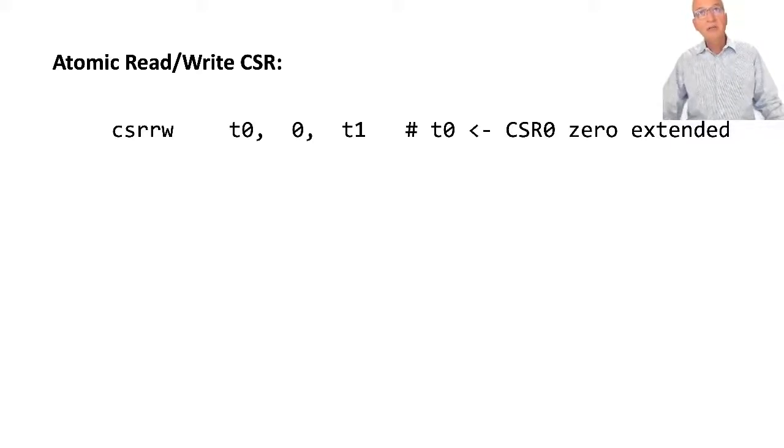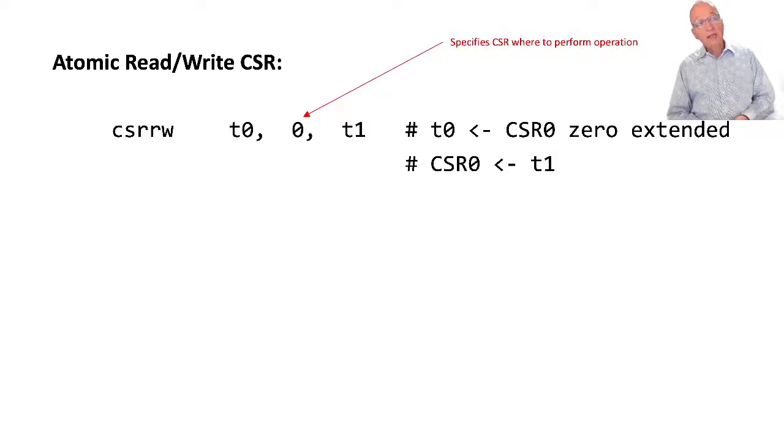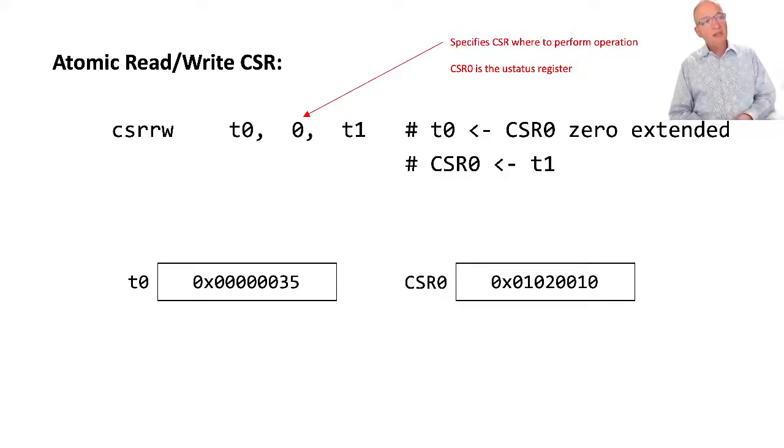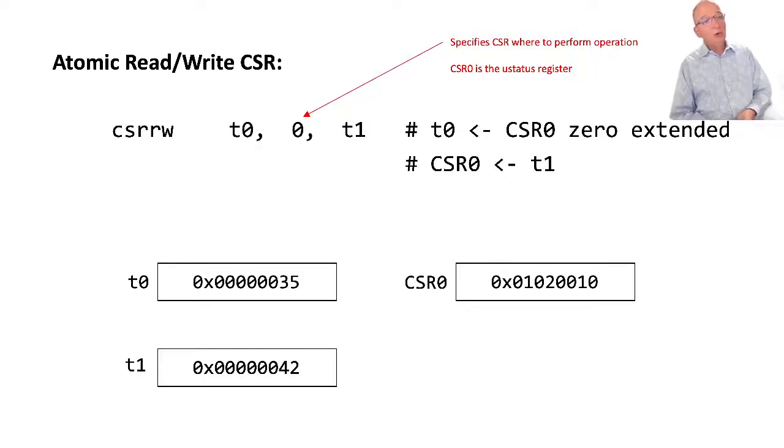So if they do not have the same size, the value that is in the control status register will be 0 extended before being written into T0. And then simultaneously, at the same time, the value of T1 will be written in the control status register. The number in the instruction specifies which register I'm operating with. In this case, CSR 0 is the uStatus register. So let's suppose that this is the value in T0, this is the value in T1, and this is the value in control status register 0.